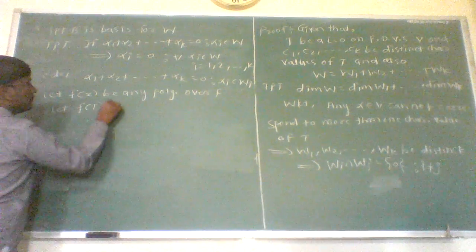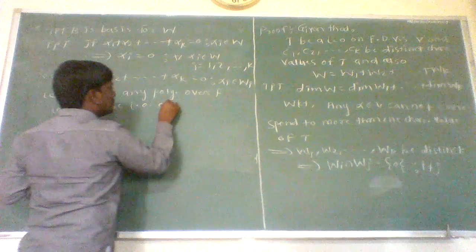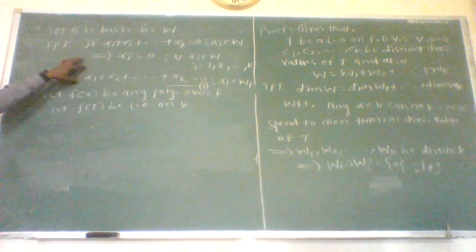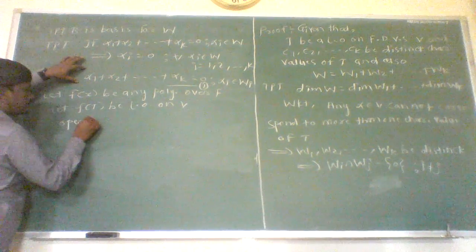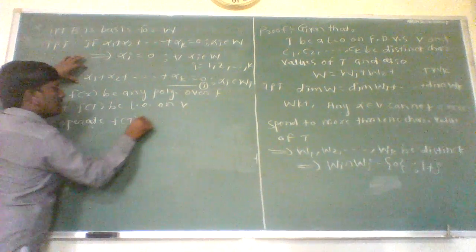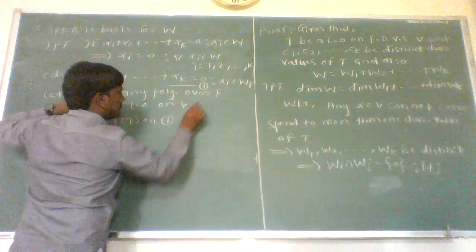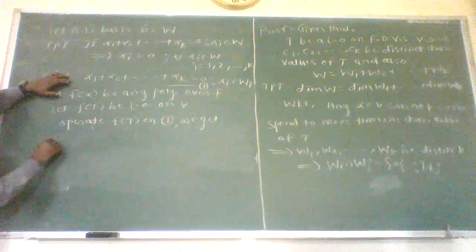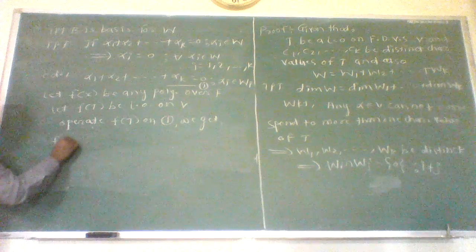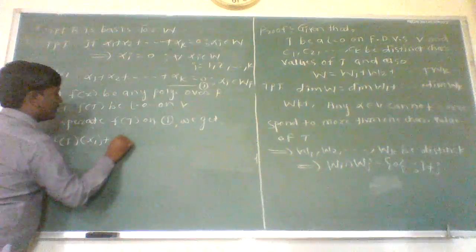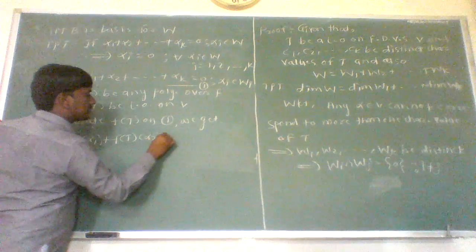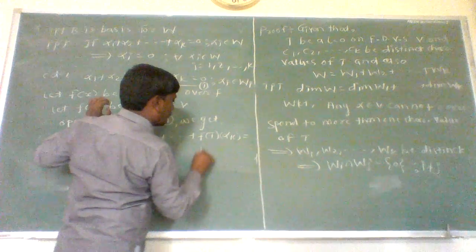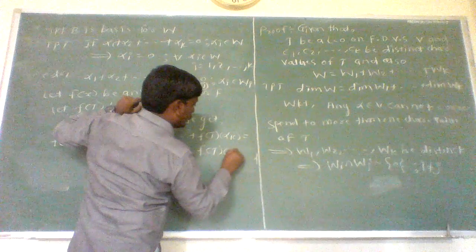therefore let f(T) be a linear operator on V. Let us take this one as equation 1. Now operate f(T) on equation 1. We get f(T) of alpha 1 plus f(T) of alpha 2 plus up to f(T) of alpha k is equal to f(T) of 0.